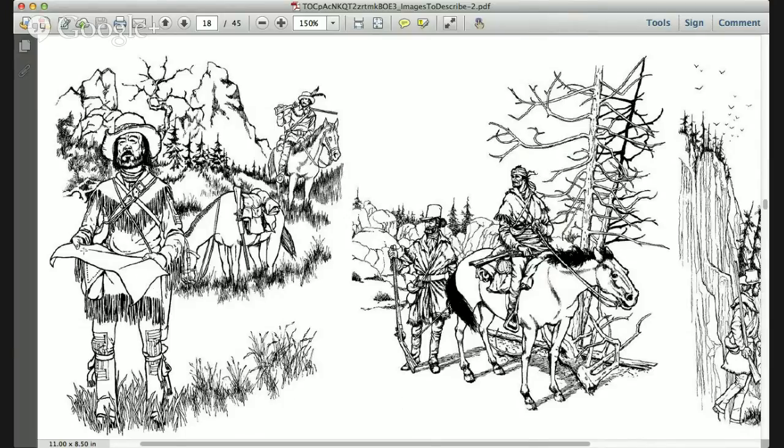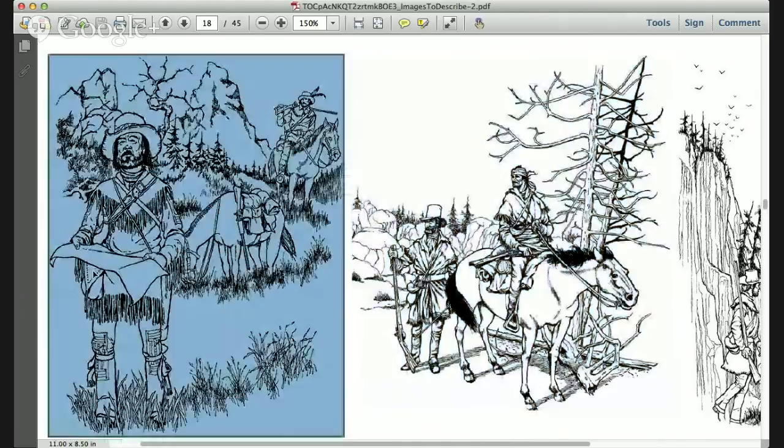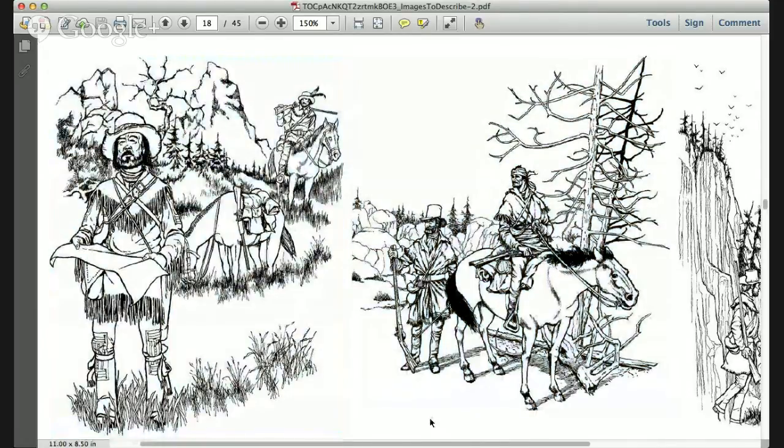The man has a map in his hands here. He has a map, and he's looking. So what do you think they're doing? What are they doing? Where are they going? The horse is eating grass. Yeah, this horse is eating grass. Good.